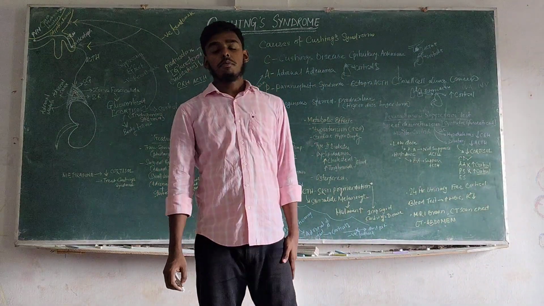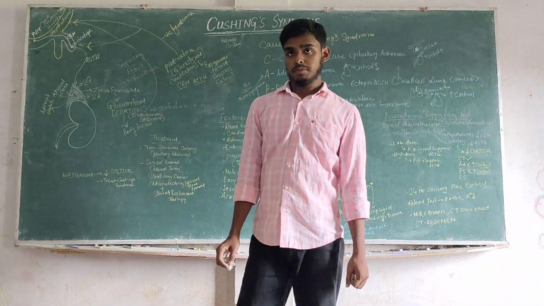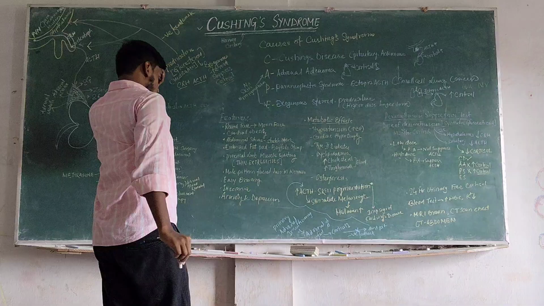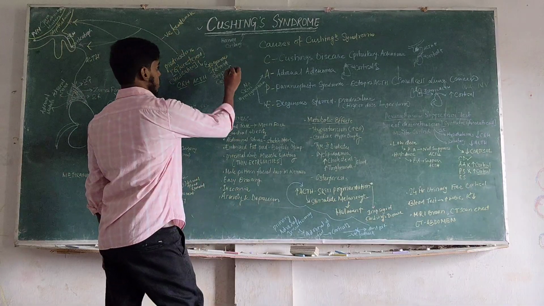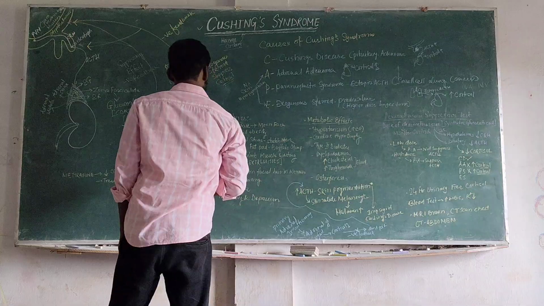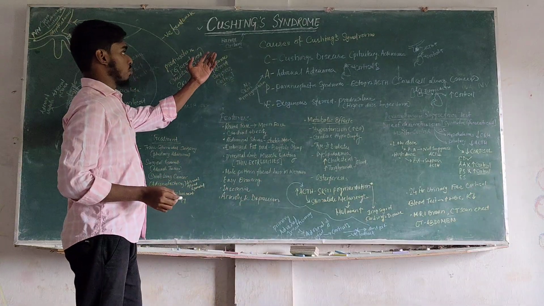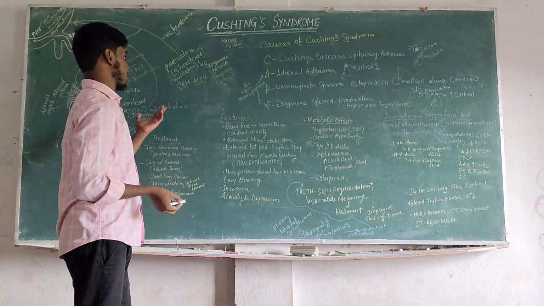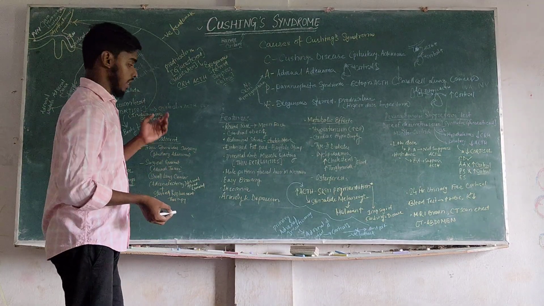So today my topic of discussion is Cushing syndrome. So now I will discuss Cushing syndrome. Cushing syndrome was discovered by Dr. Harvey Cushing. First of all, when we start Cushing syndrome, we must know about ACTH hormone and cortisol. So first start with it.